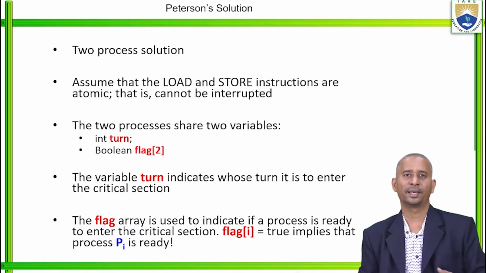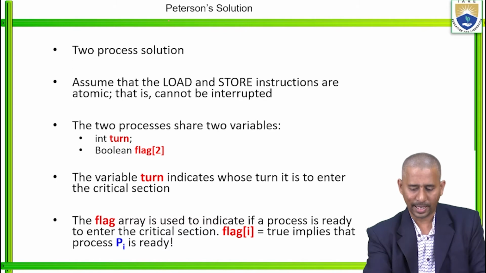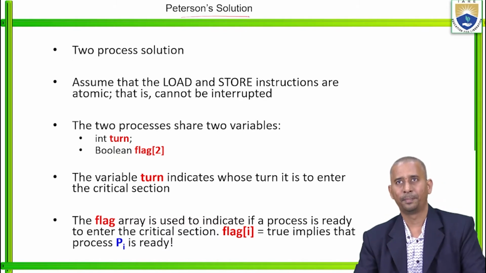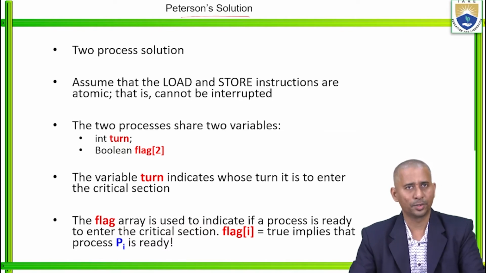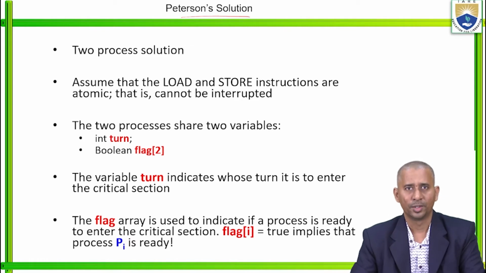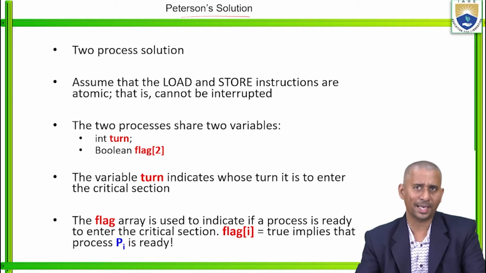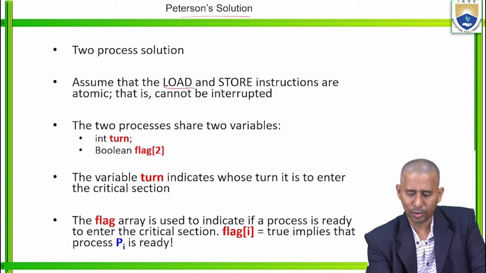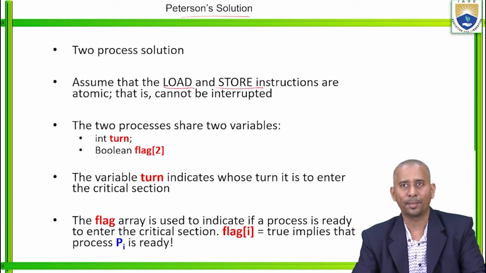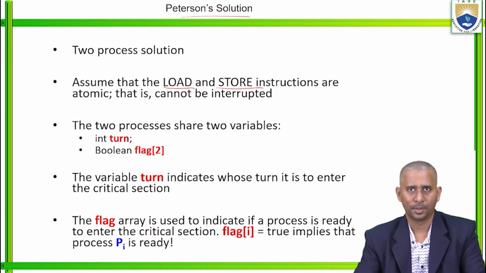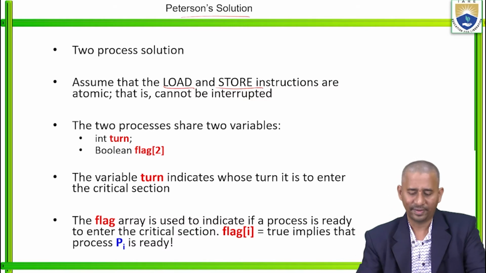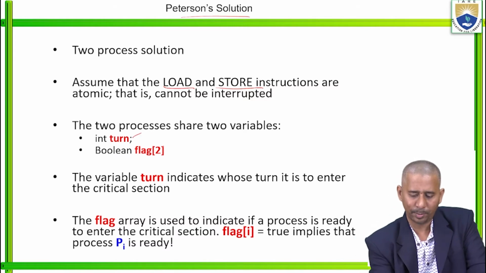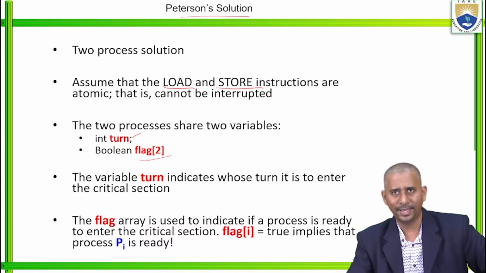So for this particular critical section problem, we have Peterson's solution. Right. So this Peterson's solution is a two-process solution. Let us assume that load and store are the instructions that are atomic. Atomic in the sense that they can't be interrupted. Load and store. The two processes share two variables, right? What are those variables? That is, integer turn and boolean flag[i].